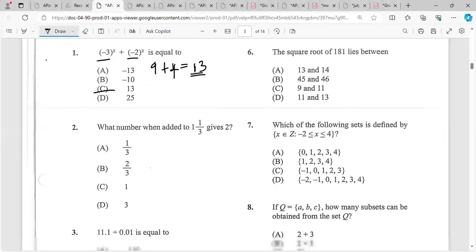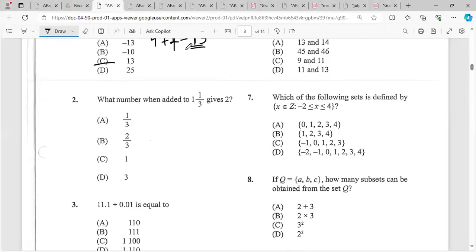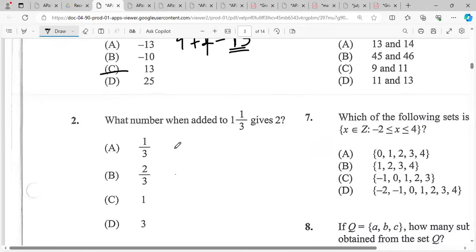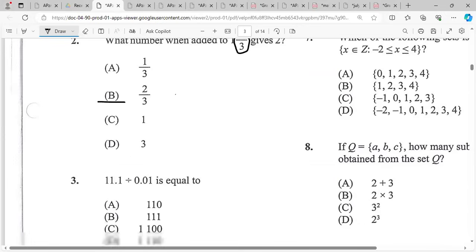All right, number 2 says what number when added to 1 and 1/3 gives you 2. I think we need to work out that much. It's only 1/3 plus 2/3 that can give you 1 whole, right? So it will be 2/3. Those are nice little questions to build your confidence.